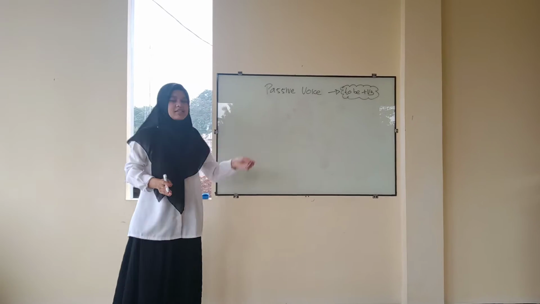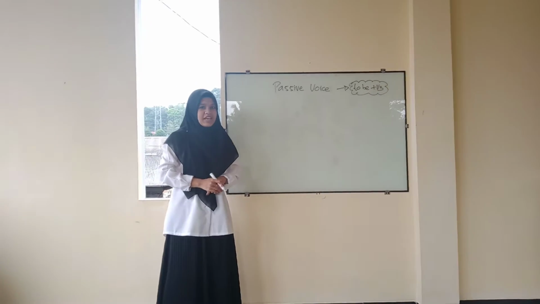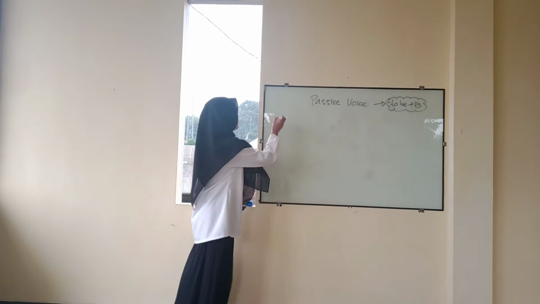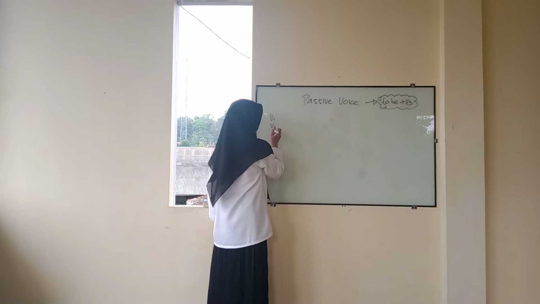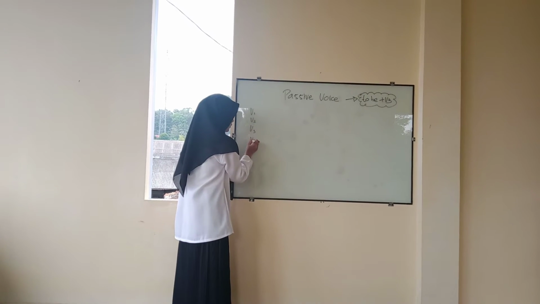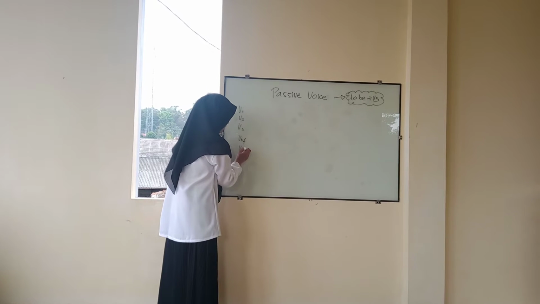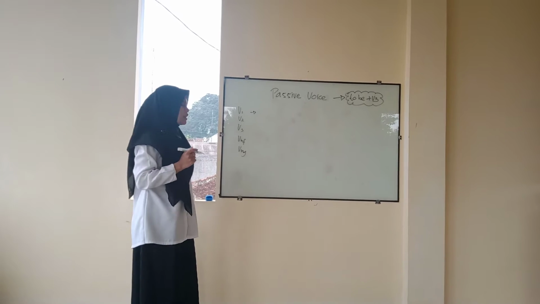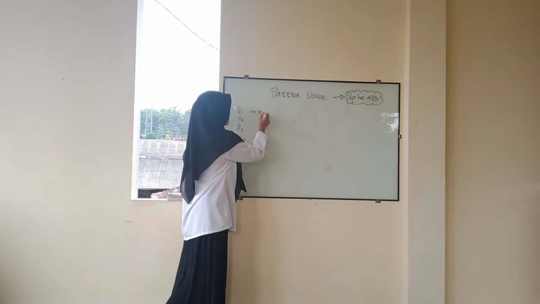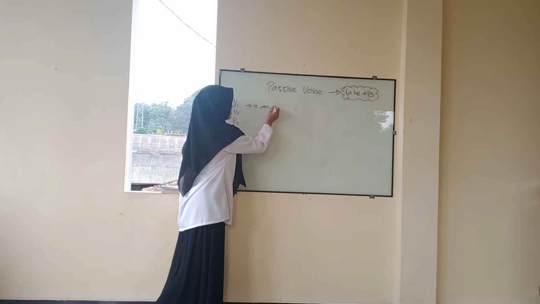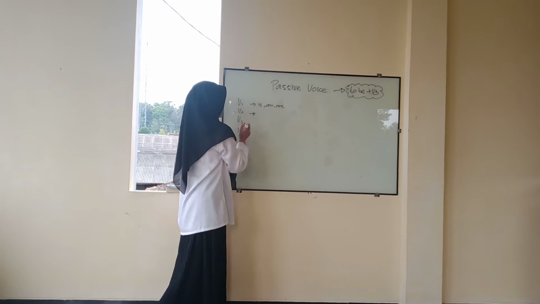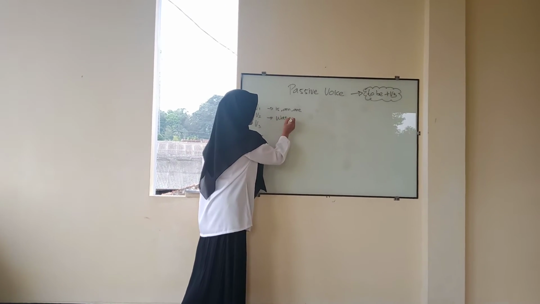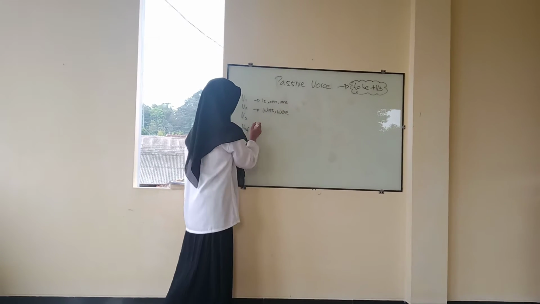Okay, now let's see what to be is. To be has so many forms. Sometimes it changes for verb 1, verb 2, verb 3, verb infinitive, and verb ing. What is to be for verb 1? Is, am, are. To be for verb 2 is was and were.